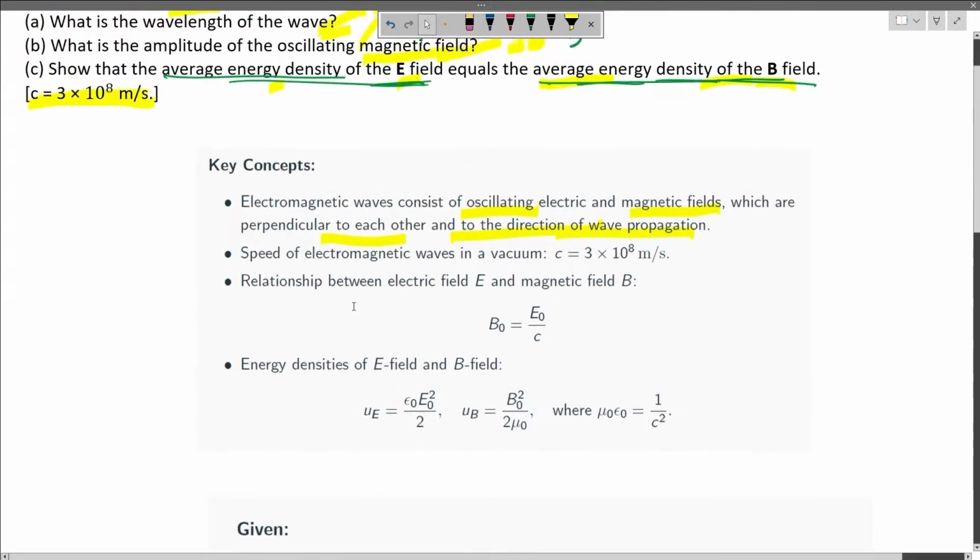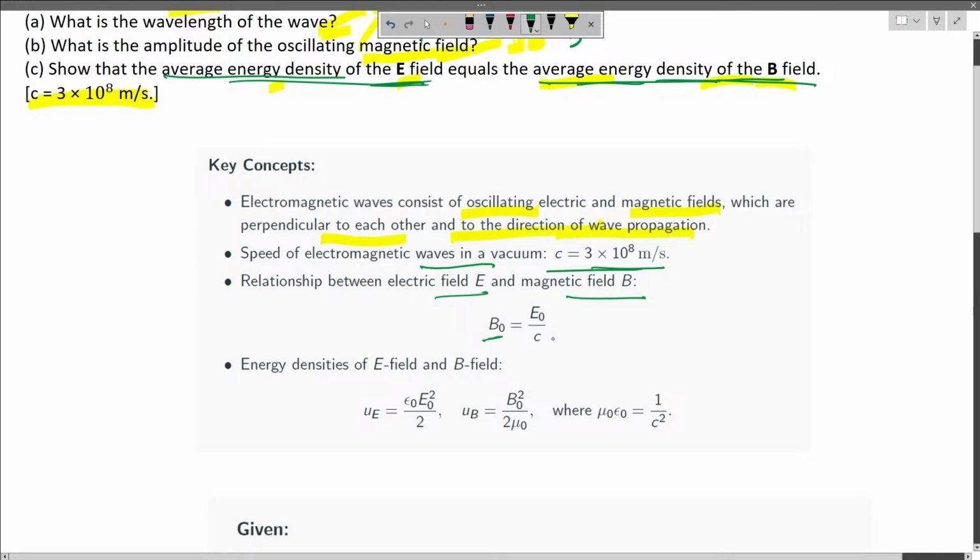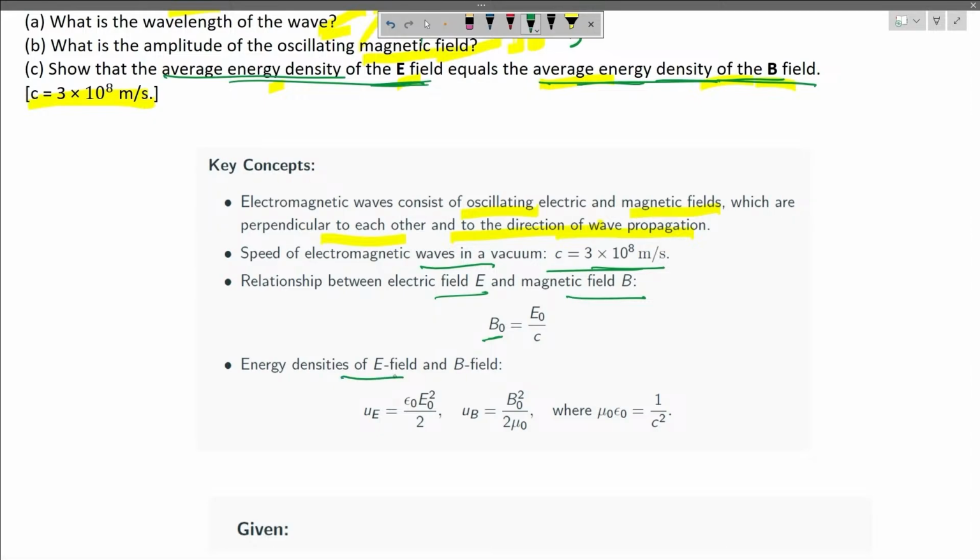But before that we should clear some of the facts. The speed of an electromagnetic wave in vacuum is 3 × 10^8 meter per second, and the relationship between the electric field and magnetic field is given by B naught equals E naught divided by c, the speed of the electromagnetic wave. The energy density of the electric field is epsilon naught times the magnitude of the electric field squared, divided by 2. Similarly for the magnetic field, the energy density is the magnitude of the magnetic field squared divided by 2 mu naught, where mu naught multiplied by epsilon naught equals 1 by c squared.